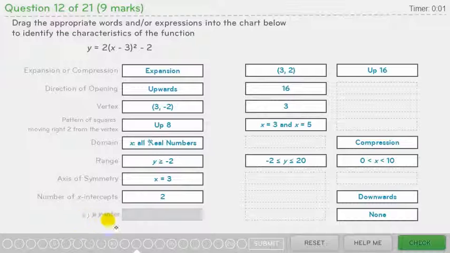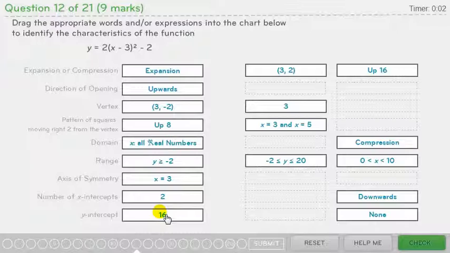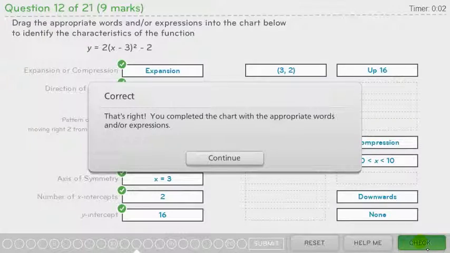Finally, our y-intercept. We know that the y-intercept has an x value of 0 because obviously the y-intercept is on the y-axis. So we can substitute 0 into our equation to determine the y-intercept. Let's do that. 0 minus 3 is negative 3. Negative 3 squared is 9. 9 times 2 is 18. And finally, 18 minus 2 is 16. Let's check our solutions. And we are correct.